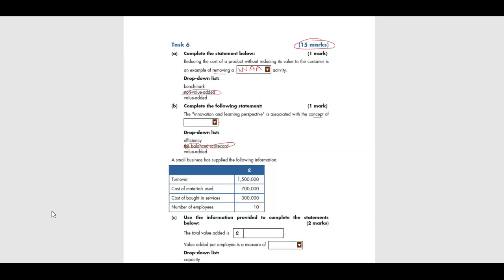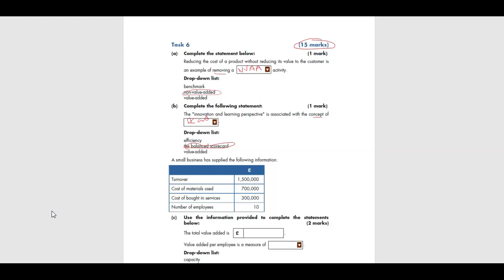So balanced scorecard. The next point we have here, question C, is saying a small business has supplied the following information. The turnover 1,500,000, 1.5 million, cost of material 700,000, cost of brought in service 300,000, number of employees 10. Use the information provided to complete the statement below. The total value added is, how much is the total value?